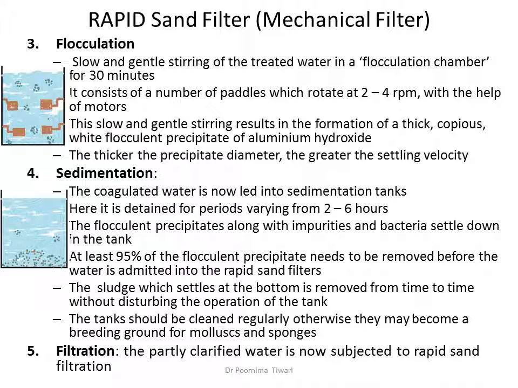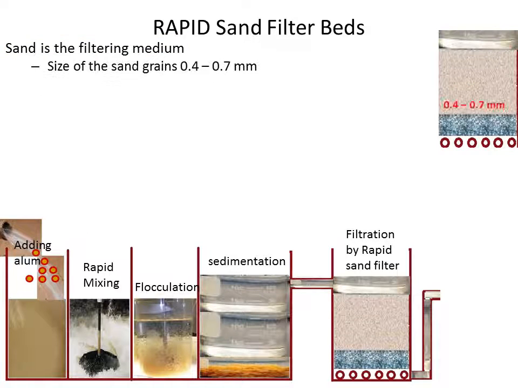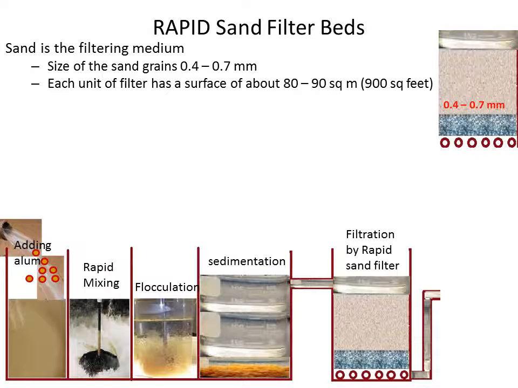Final step is filtration. The water which is partly clarified by the previous four steps is now subjected to rapid sand filtration. Rapid sand filter beds. Here again sand is the filtering medium. The size of the sand grain is larger, 0.4 to 0.7 mm in diameter. Each unit of filter has a large surface area. Depth of the sand bed is 1 meter.